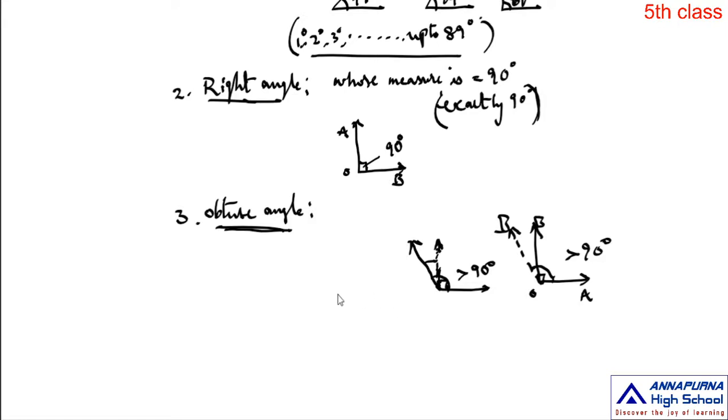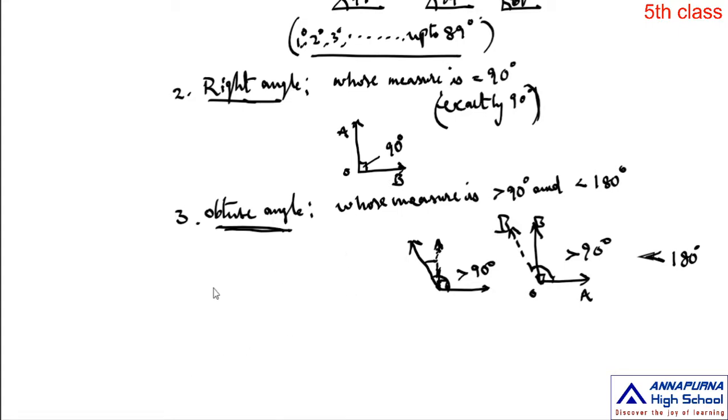And one more important point: its measure is also less than 180 degrees. Greater than 90 degrees and less than 180 degrees is called an obtuse angle. According to the definition, the angle should be greater than 90 degrees and should not exceed 180 degrees. Such an angle is called an obtuse angle.